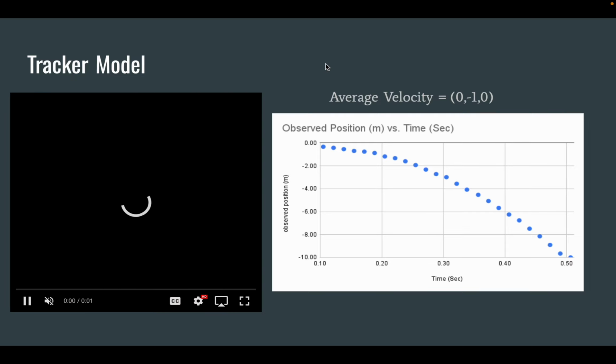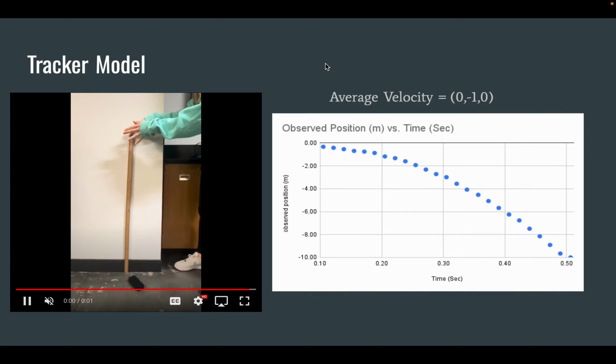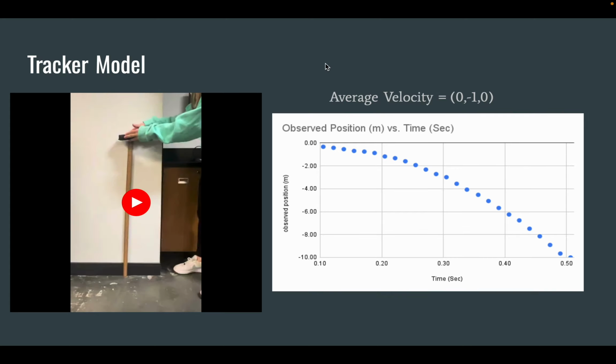So to start off, we used a tracker model, and we're going to show the video of the experiment. We see the dry eraser fall, and we used the tracker to actually track the position, and we see that the position changes over time at a constant rate, which will make the actual acceleration constant. And we see that the average velocity was 0, negative 1, 0 in the y direction.